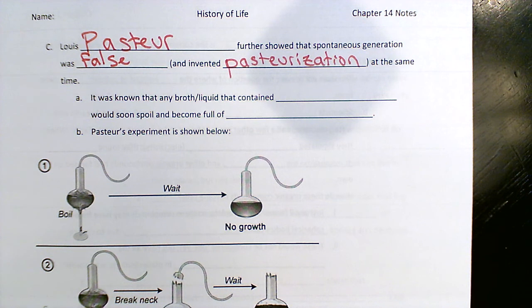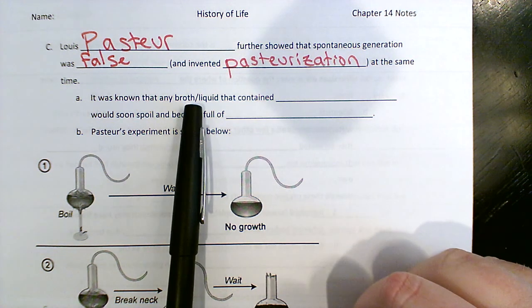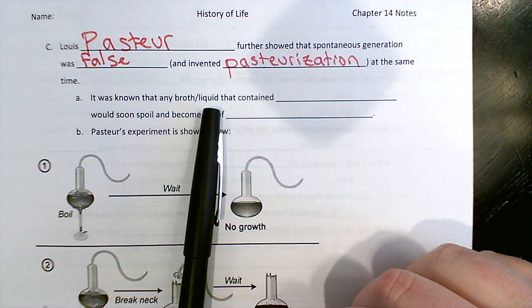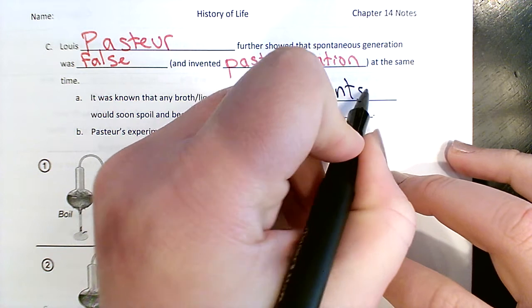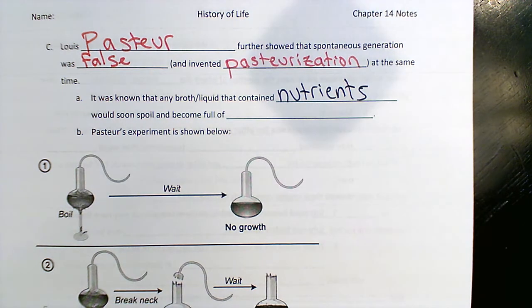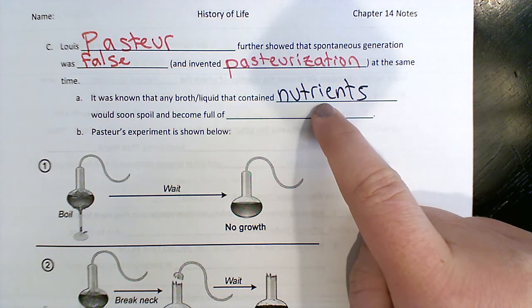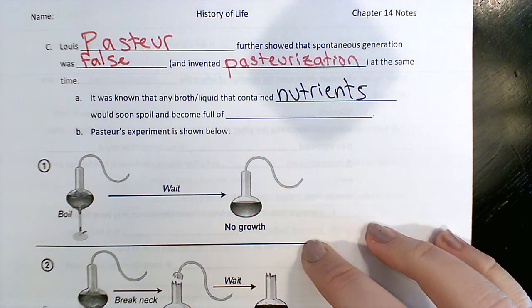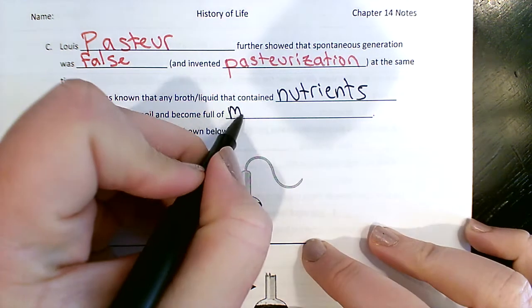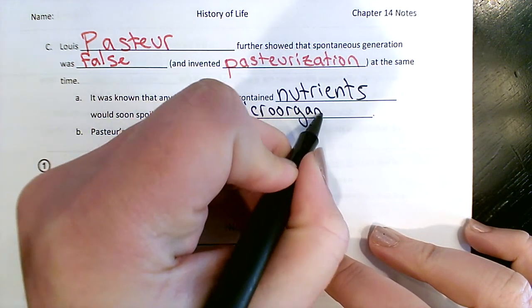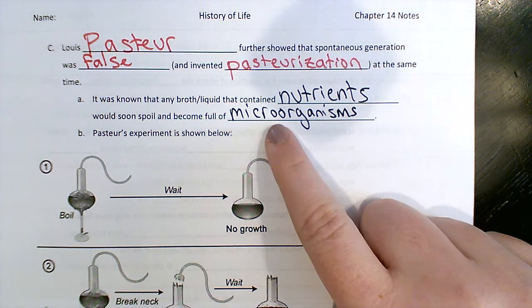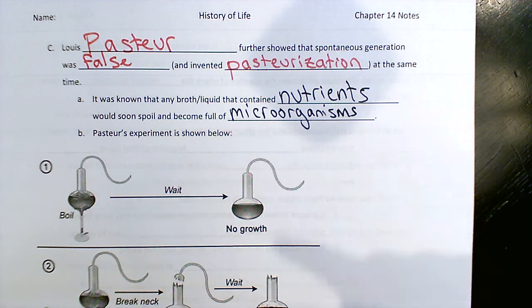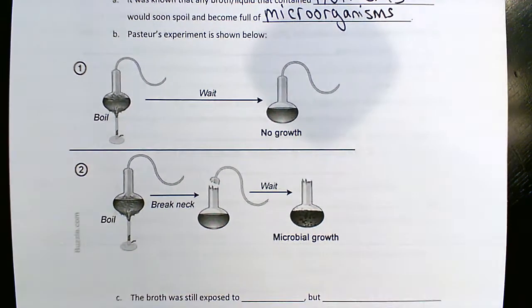Okay, so it was known at the time that if you have a broth or liquid that contains any kind of nutrients, okay, so maybe it's broth from when you cooked a chicken and you kept all the grease or something like that. It's got nutrients in it. It's got good stuff. Okay, if you left it out, it would spoil and become full of microorganisms. Okay, so it would get brown and cloudy and icky because stuff would start to be growing in it. Okay, so let's look at his experiment.